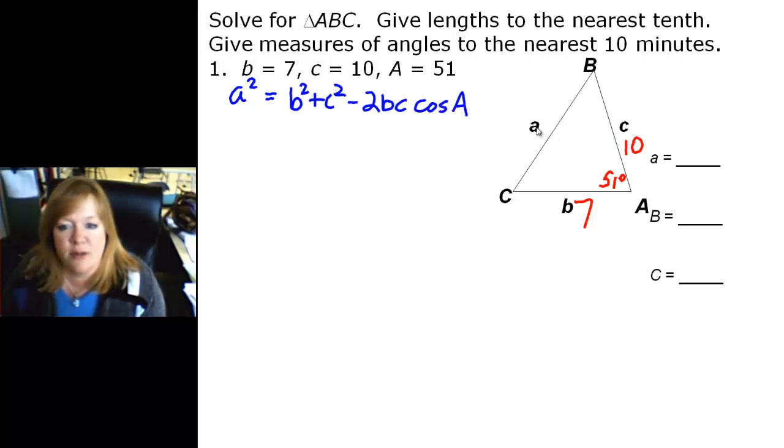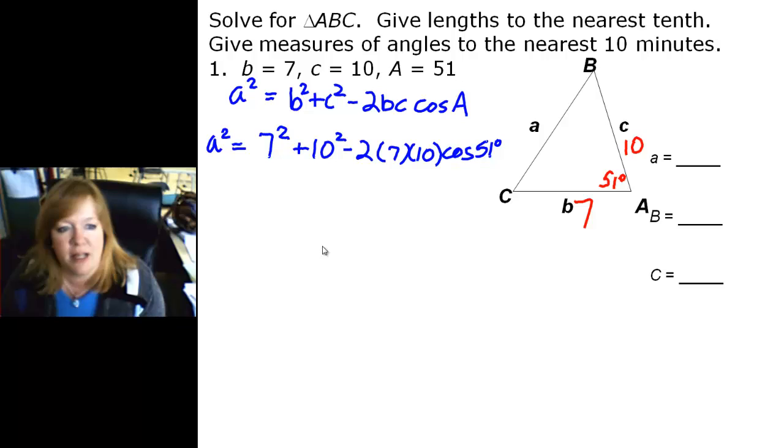So let's say I want to find the side a that's opposite of the angle. Then here are the two adjacent sides, the sides that form angle A, and I can plug and chug those right into the formula. So I'd have a squared, little b is 7, little c is 10. So it's going to be a squared equals 7 squared plus 10 squared minus 2 times 7 times 10 times the cosine of 51.